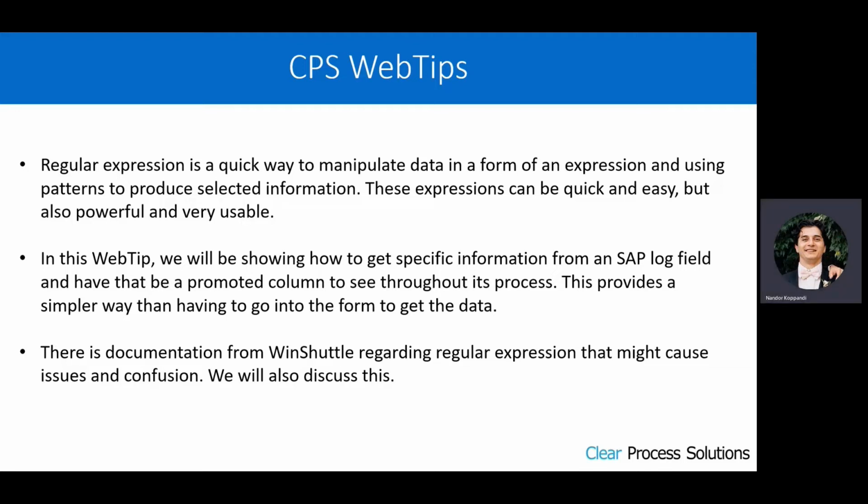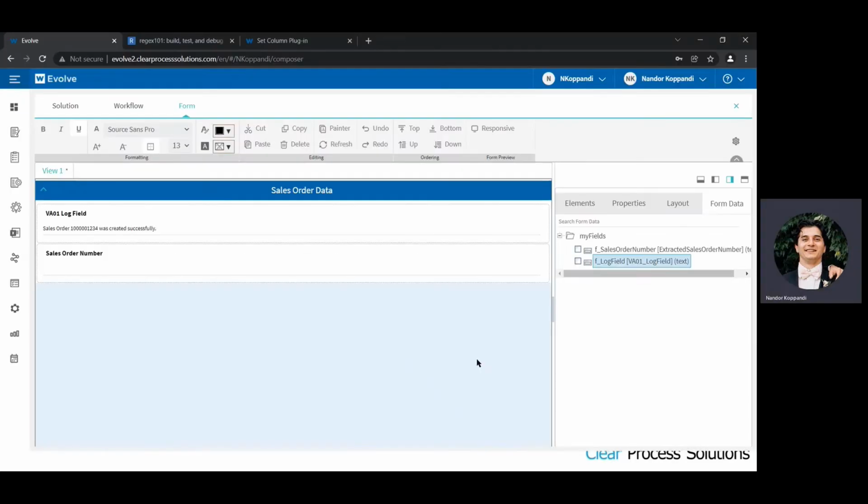There is also documentation from Winshuttle regarding how to use this, though we have found an issue with it, and we'll be discussing that later on. Here, I built an example of a solution where if a client were to log into SAP, they would have a log field, and they would require a sales order number to continue the process. Instead of having multiple rules and complex things to get the data, we could use regular expression to extract the data from the log field and then push that to a promoted column and be able to see that through the process.